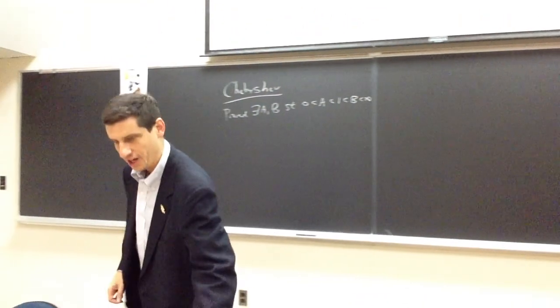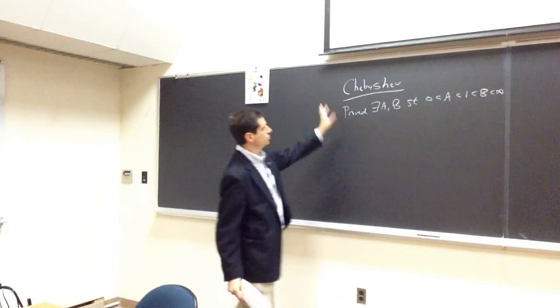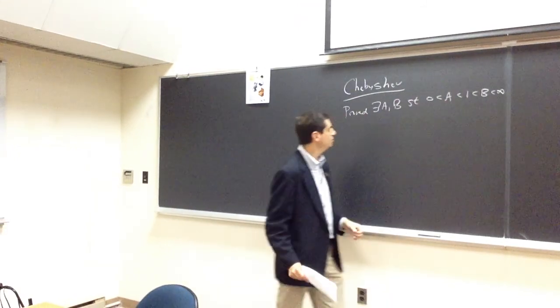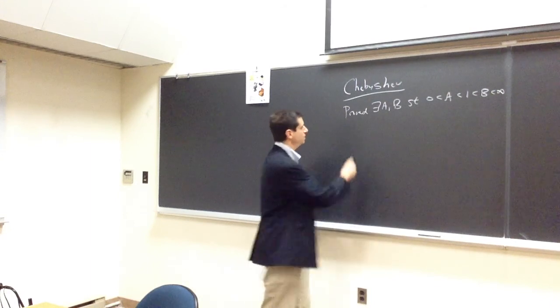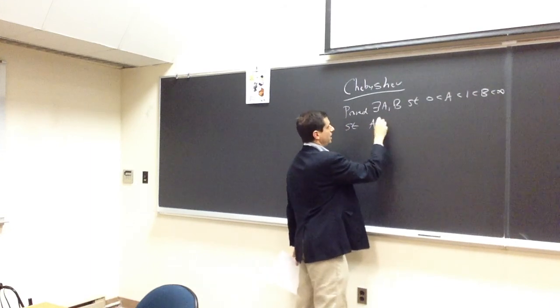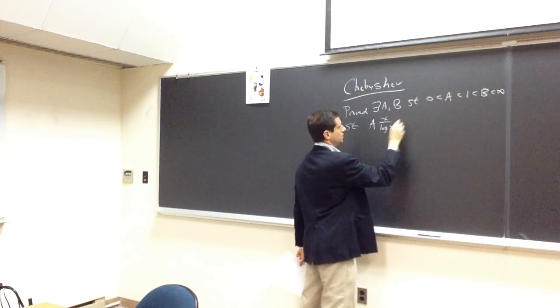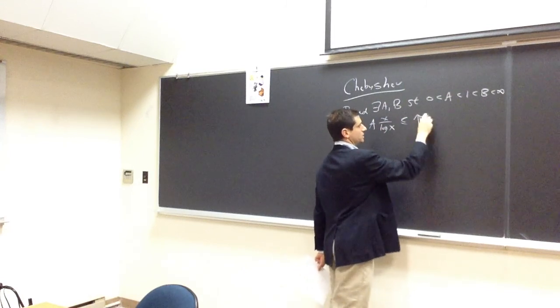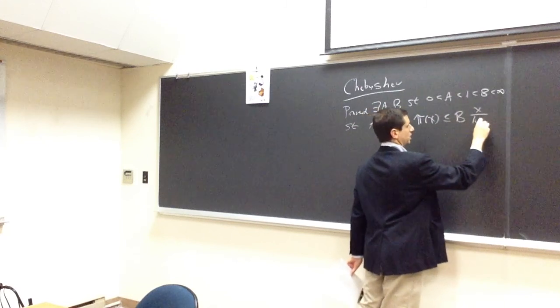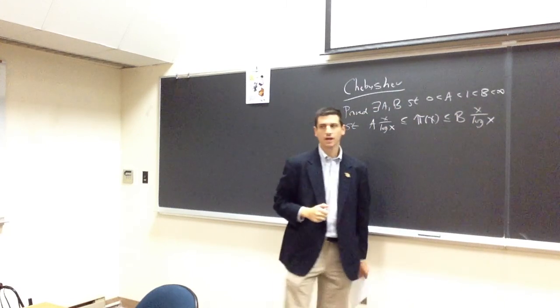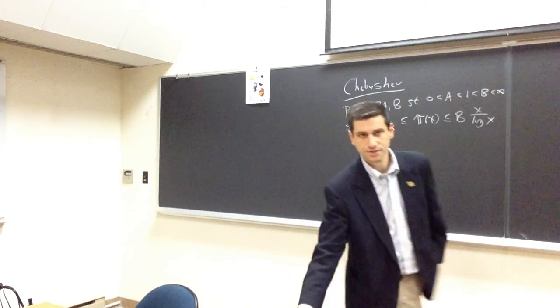Okay, now it's swiveling. All right, so just to recap where we were, Chebyshev's theorem: he proved that there exist an A and a B, 0 < A < 1 < B < infinity, such that A x over log x ≤ pi of x, the number of primes at most x, ≤ B x over log x. And he did this entirely elementarily, which is very nice.